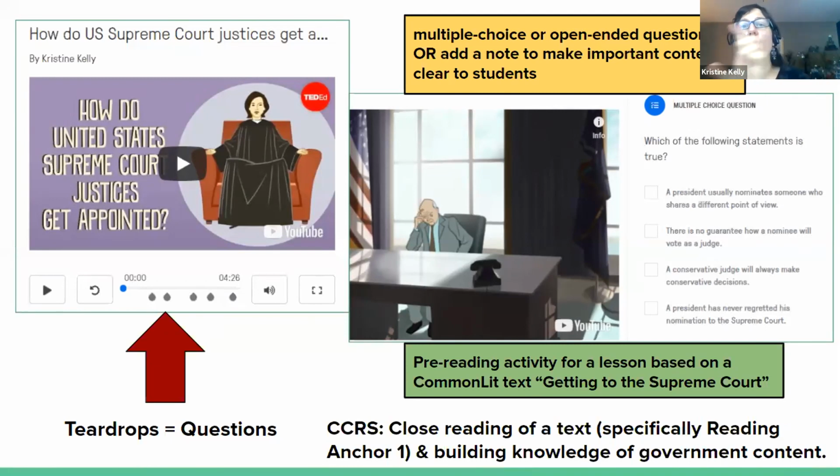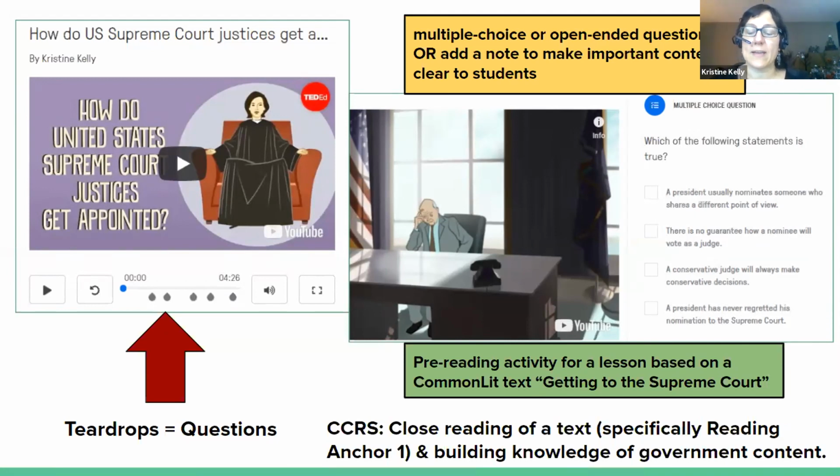Here's an example of one multiple choice question that I asked, which of the following statements is true? Again, are they listening? This happened to be about Truman and how he nominated someone to be a Supreme Court justice who ended up not voting the way that he was hoping the person would vote. But the answer here is there is no guarantee how a nominee will vote as a judge. Every time you see a teardrop, there's a question. There are 5 questions here.